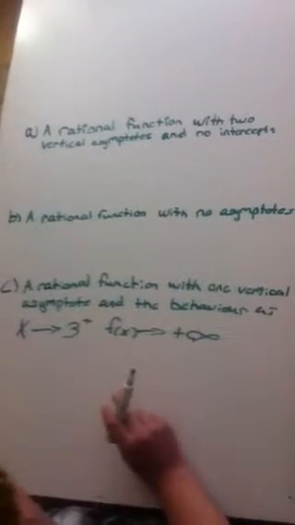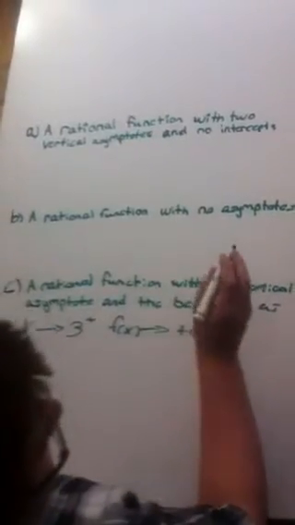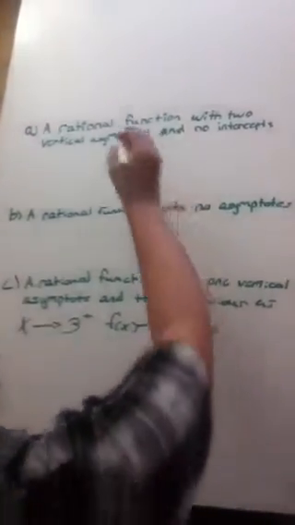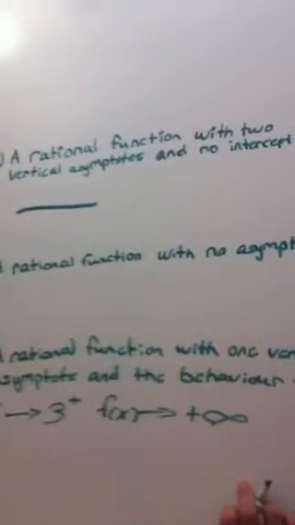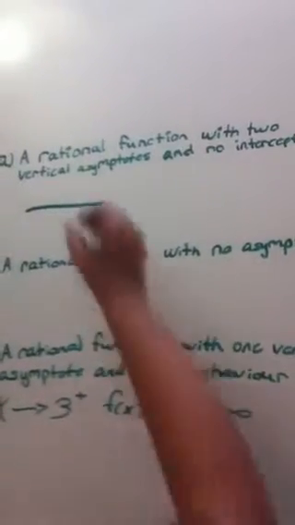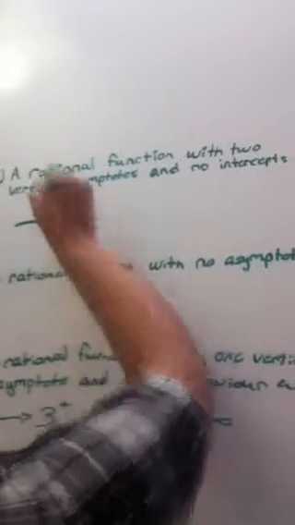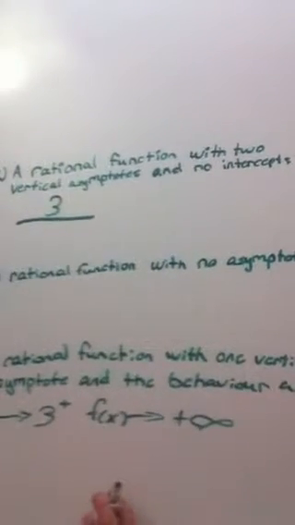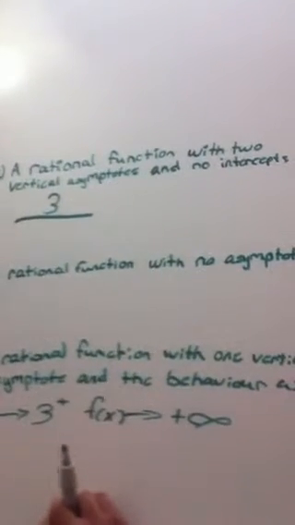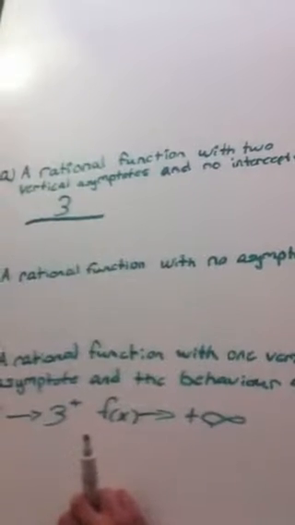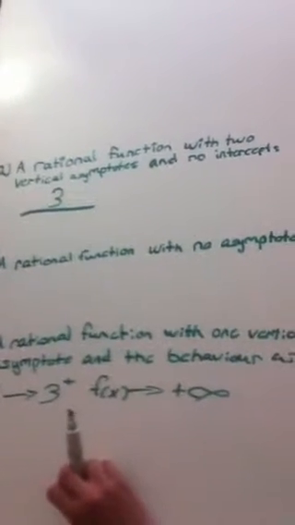To start, at the top, for there to be no intercepts, there has to be nothing that can make the top equal to 0. So if you do a whole number, like 3, there's no variable, so you can't change the top. Next, there has to be 2 vertical asymptotes.